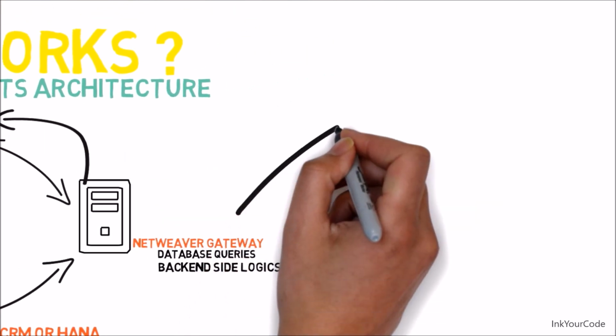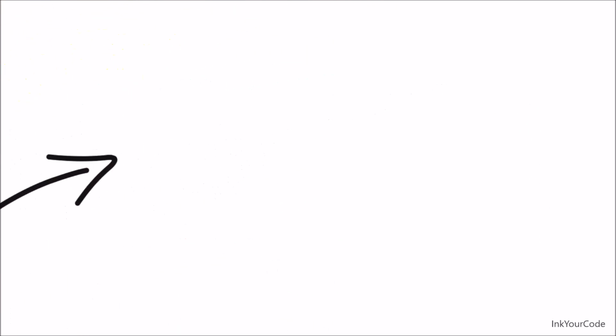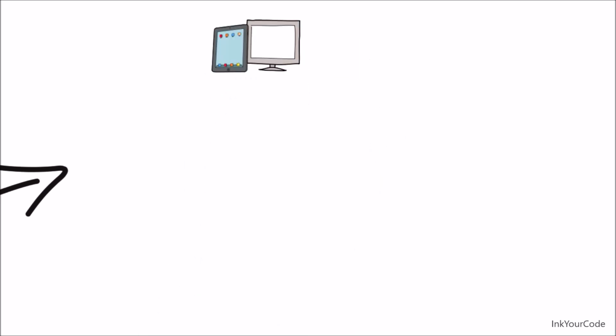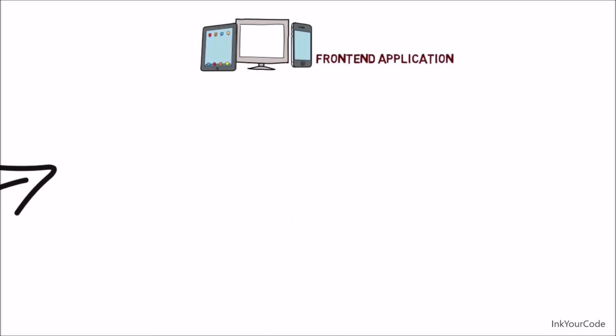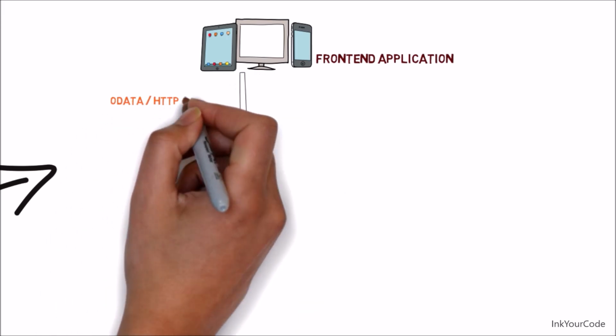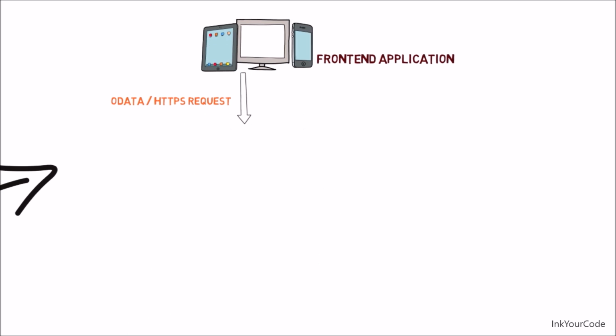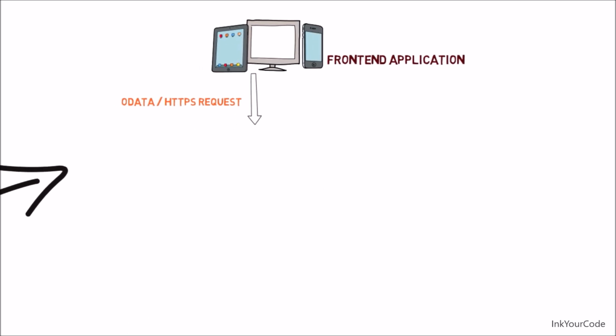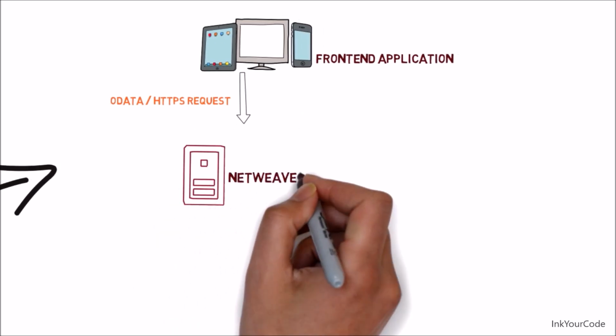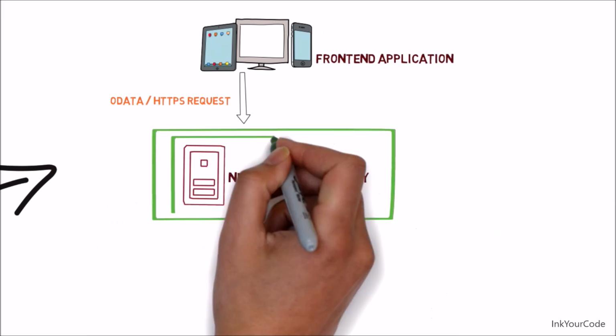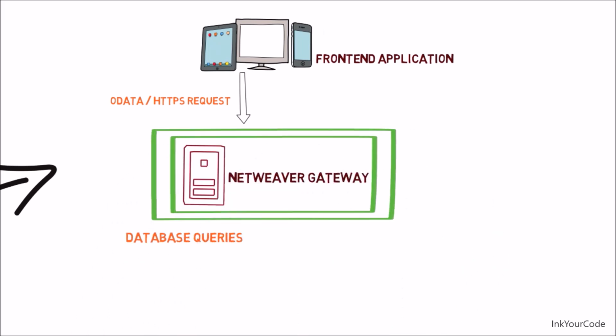Now let us see how all these systems are connected to each other. Being a front-end application, SAP UI5 will generate an OData or HTTP request from the front-end and request the data. And the NetWeaver Gateway server, which acts as an interface here, will fetch the data from SAP systems, where all the business data is stored in tabular format.